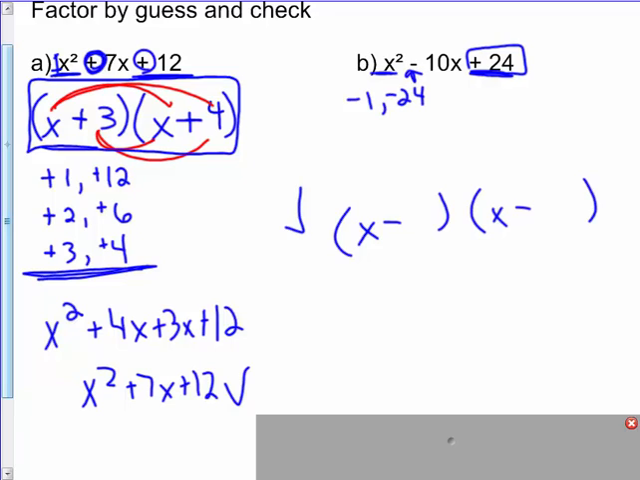Since it's two negatives here, I can just write all of my negative factors here. Negative 1 times negative 24 is a positive 24. So all these are going to be negative. 2 and 12, 3 and 8, 4 and 6 here.